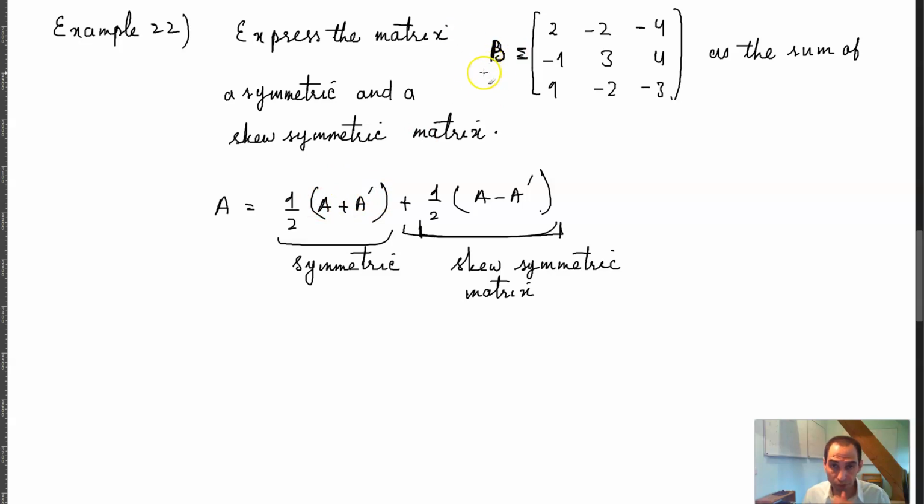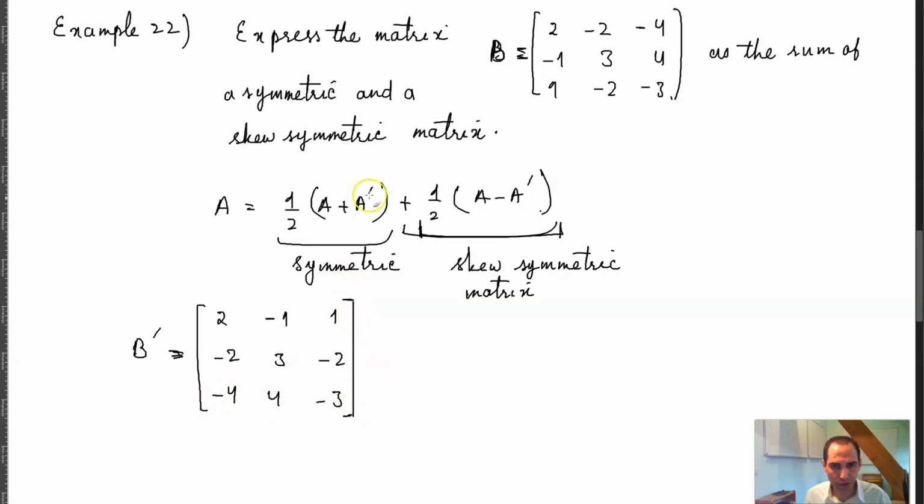So we'll do the same thing over here, meaning that I can calculate 1/2 of A plus A prime for B, meaning that I will calculate 1/2 of B plus B prime. So B prime, or the transpose of B, is just 2, -2, -4, -1, 3, and 4, and 1, negative 2, negative 3. That is the transpose of B.